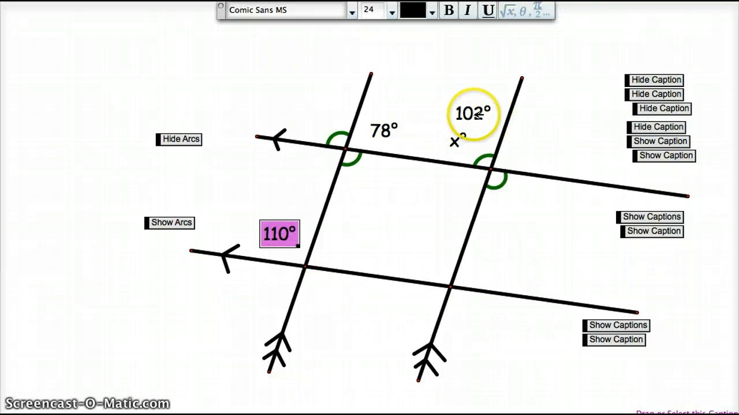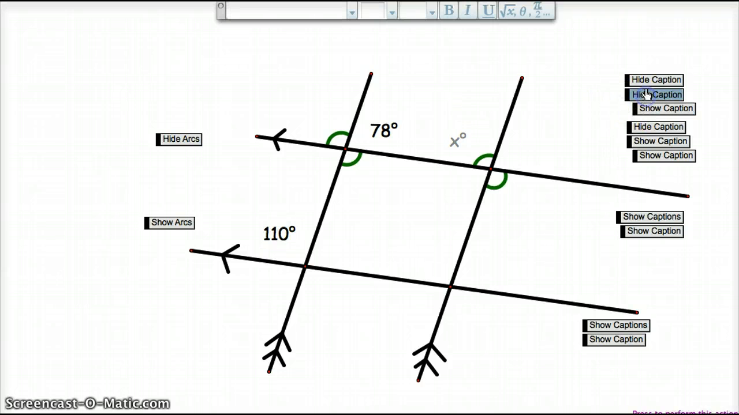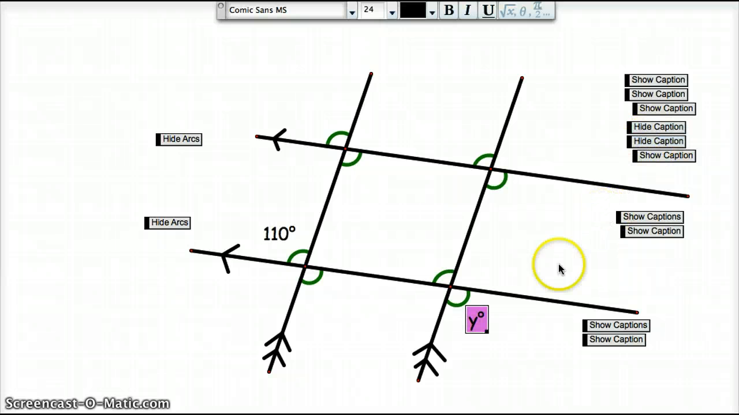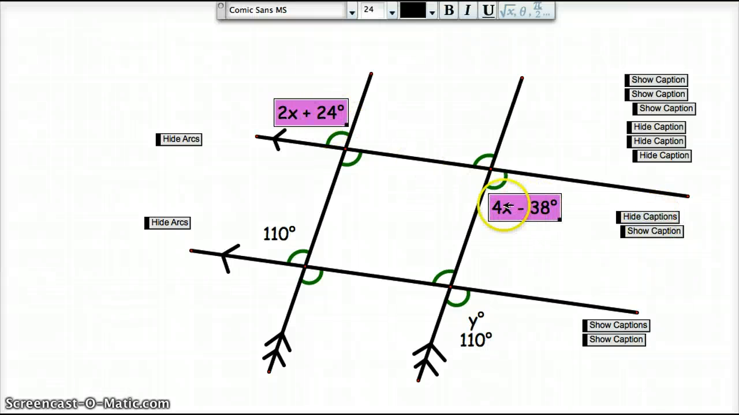What about down here? What if I'm given 110 there? Notice the same congruency as the other ones. So this is 110, this is 110, this is 110. What if I'm given y here? What do you know about these? That's right, they're also congruent. So that's 110.